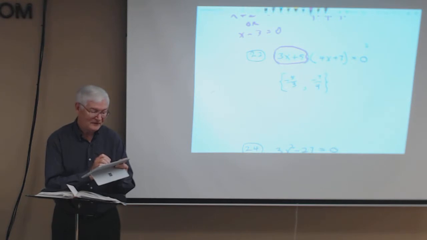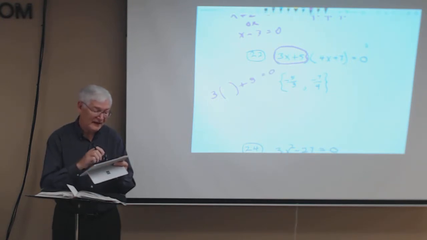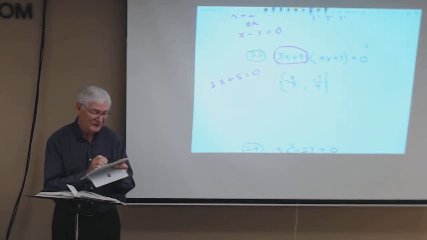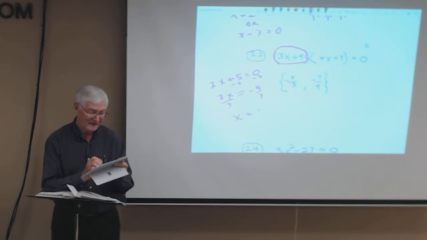Now watch this. 3 times something plus 5 equals 0. Or we could go 3x. Let's just go 3x plus 5 equals 0. Then that means 3x equals negative 5. Divide by 3, divide by 3. So x equals negative 5/3. So see, that's my first one.